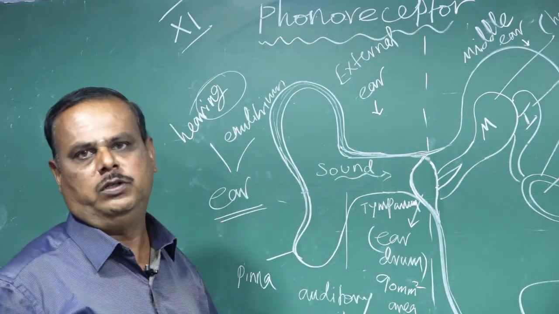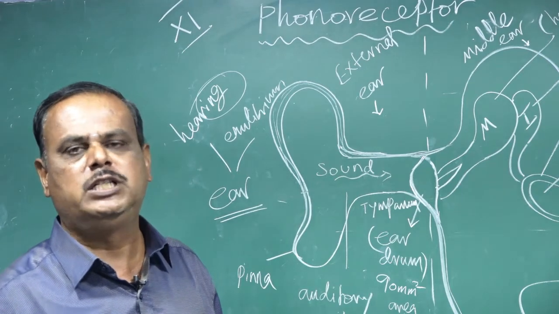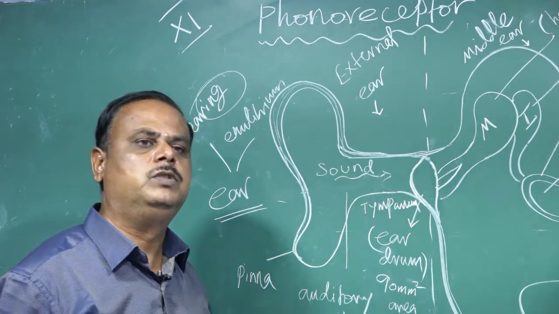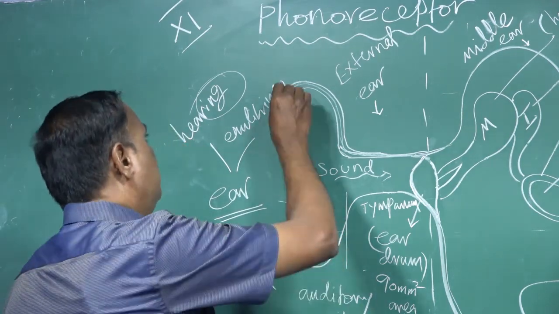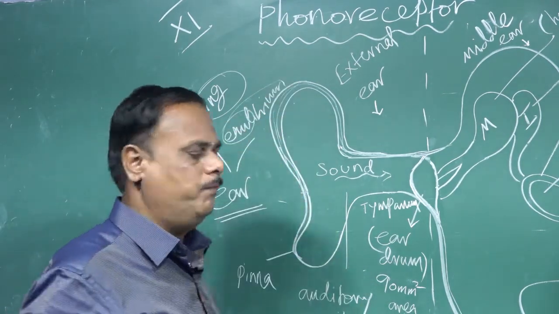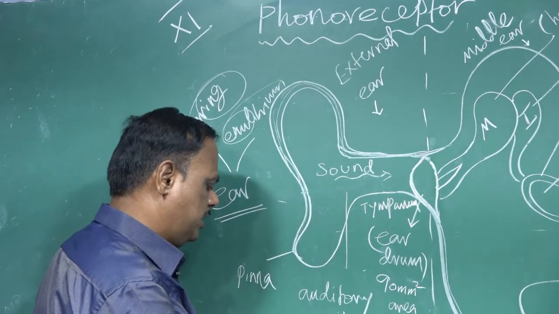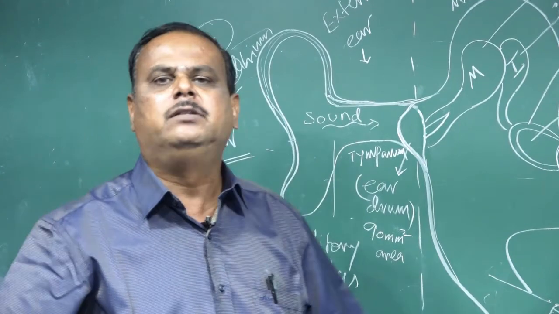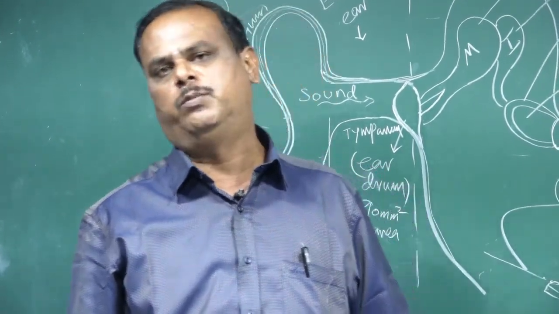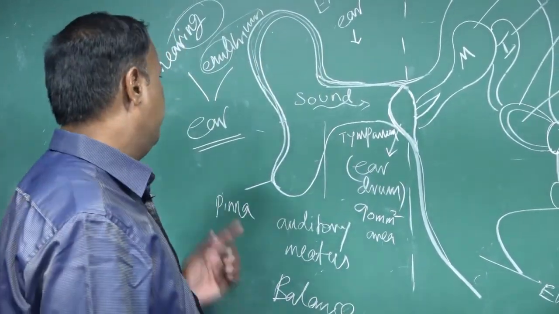To detect the sound produced from the external environment, we use the ear. The second important function is equilibrium. Equilibrium means balance. With the help of the ear, we maintain balance on both sides of our body. Those are the two important functions of the ear.